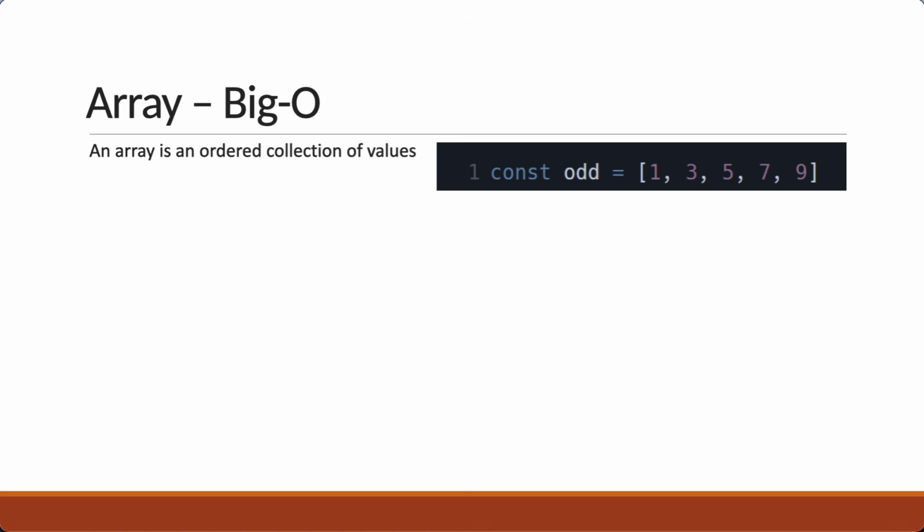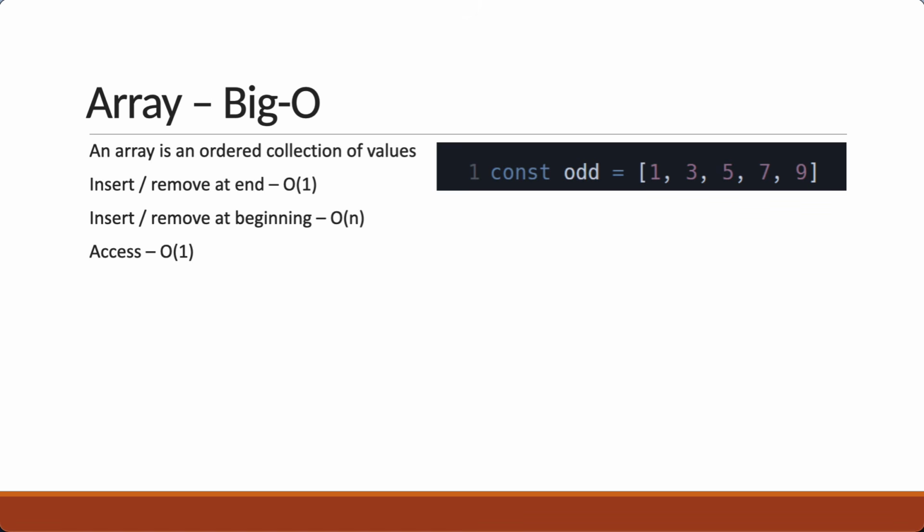If you insert or remove an element from the end of the array, the time complexity is constant. However, if you insert or remove from the beginning of the array, the time complexity is linear. This is because the index has to be reset for every remaining element in the array.